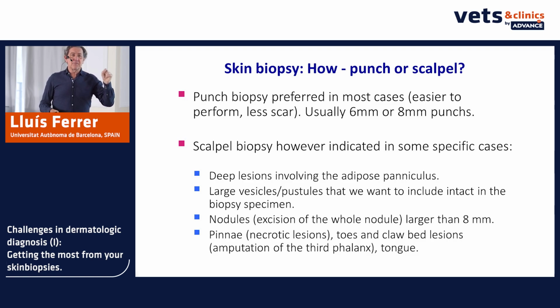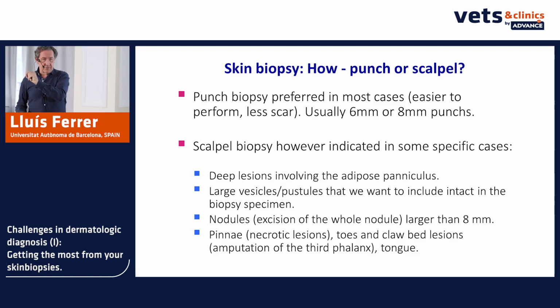There are punch biopsies from 2 to 12, so 2, 4, 6, 8, 10, and 12. I generally use 6 and 8 for most of the cases. I use the 4 millimeter punch for cuts in the face or very special areas when you don't want to make a big wound. And I use the 10 and 12 for removing nodules because almost the entire small nodule can be put in the punch.